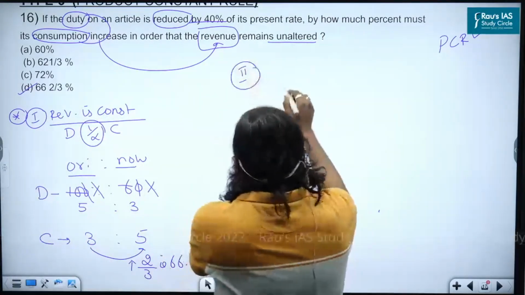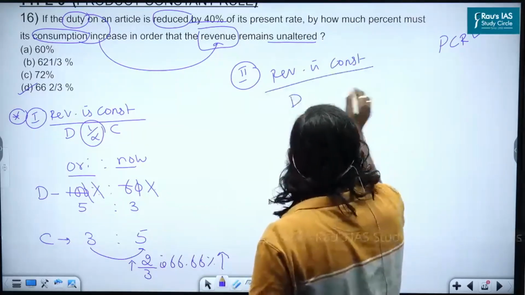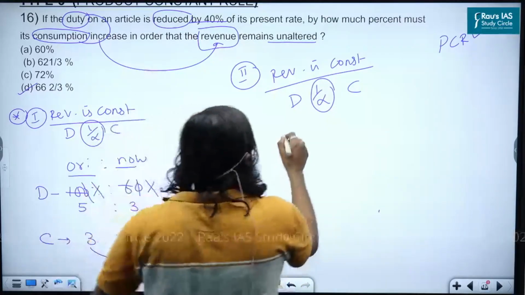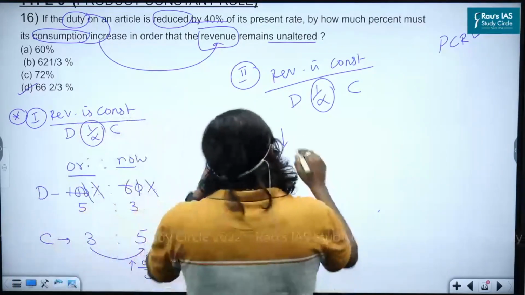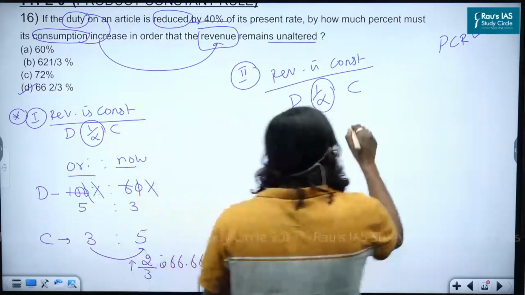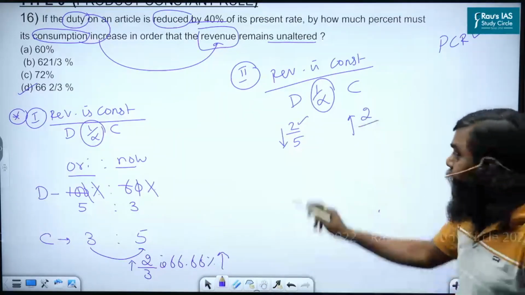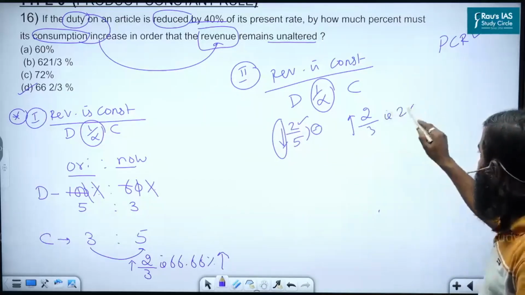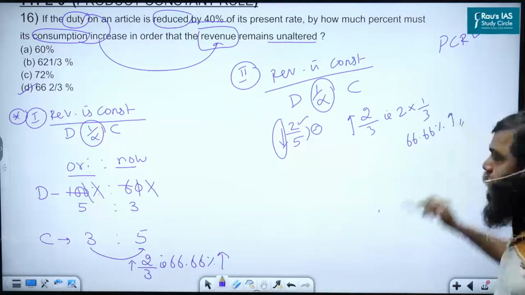Second interpretation. You know revenue is constant. So what is the relationship between duty and consumption? Inversely proportional. What happened to your duty? Decreased by 40%. How can you write 40% as a fraction? 40 by 100, that is 2 by 5. So here decreasing, so here must be increasing. Whatever the numerator, same numerator. Reference is decreasing, so the difference between numerator and denominator, that means 2 into 1 by 3, so 66.66% increasing. Understood, Radhaji?